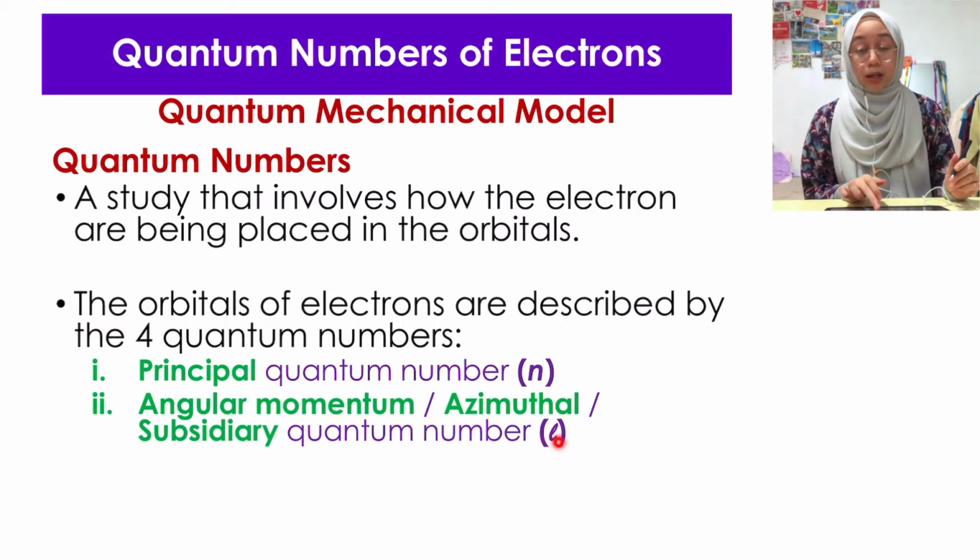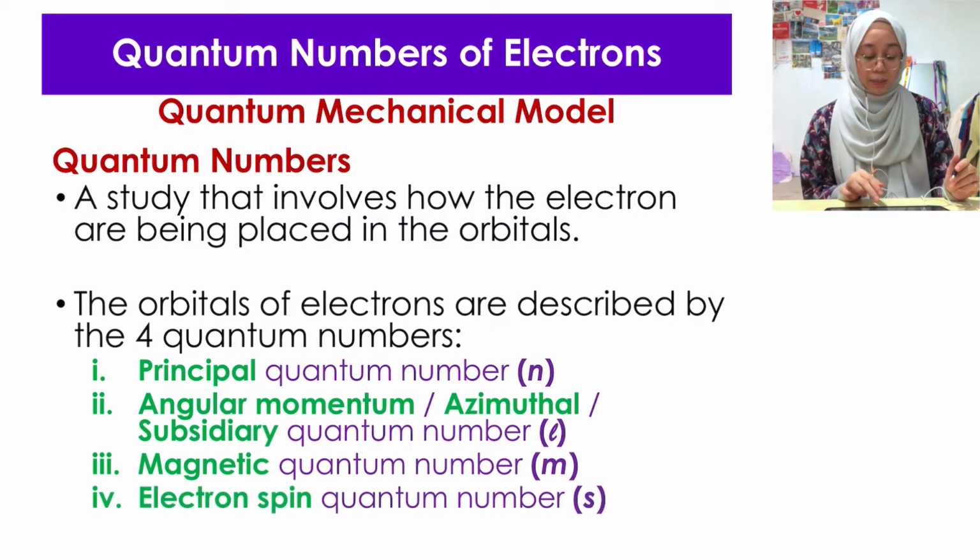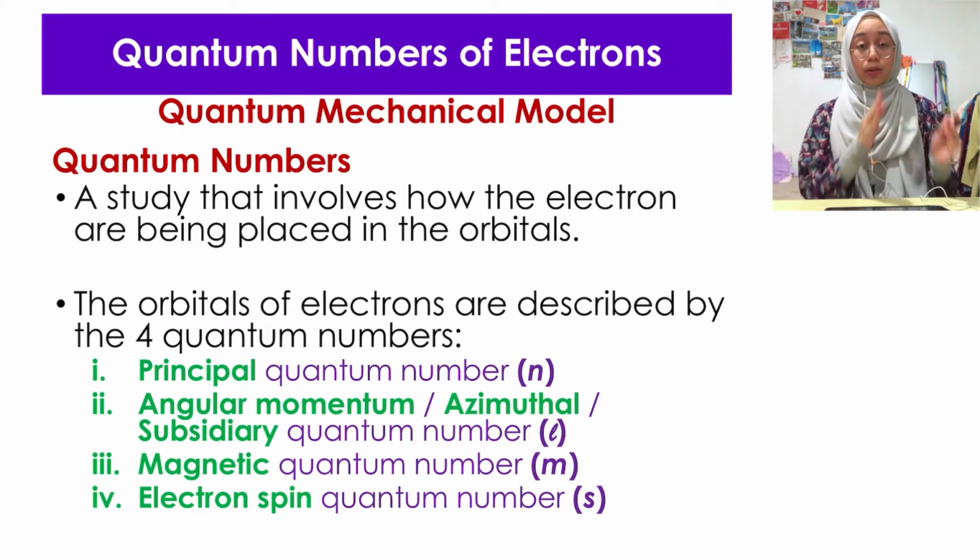So this one pula kita akan guna simbol L. Okay, and then kita ada juga magnetic quantum number, yang ni kita guna simbol M. And then lastly kita ada electron spin quantum number, yang ni kita guna S. So N, L, M, S. So dia kena ikut urutan lah, N, L, M, S. Tak bolehlah kamu start dengan S dahulu ke apa, no. Okay, untuk tentukan position elektron ni, kita kena start with N, and then L, and then M, and then S.